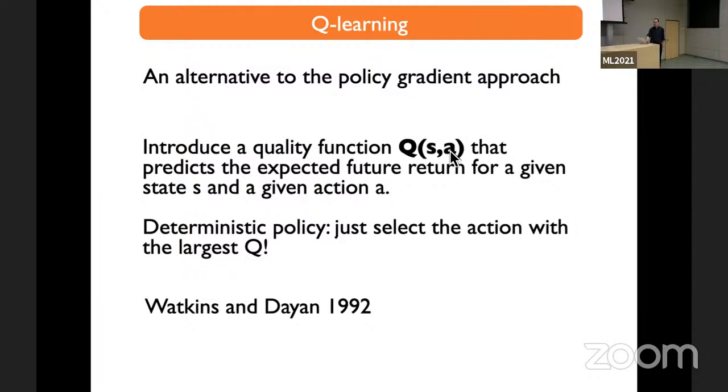If you want to have the best overall return in the end, you should look at this little table Q of S, A. The state is fixed, that's the state you're currently in, and you should just choose the action whichever gives the biggest Q. So that's the policy. So once this Q is known, the policy is completely deterministic and is completely simple. Always look at your little table Q of S, A, pick the action that gives you the biggest Q. Okay, so this was invented around the same time as the policy gradient method. The question is now, of course, how do you get this Q?